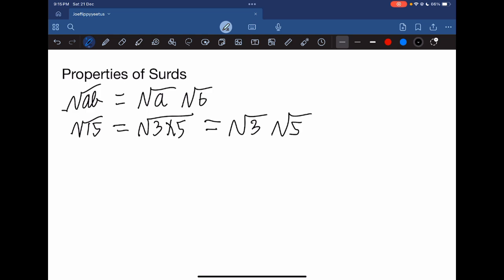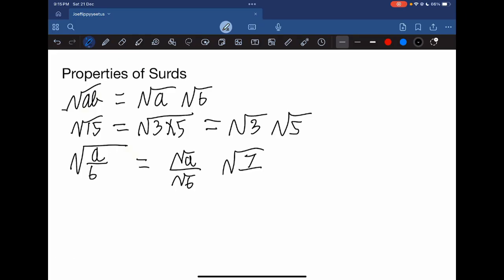Okay? And then after this, we would have the second property of surds. So square root A over B would be equal to square root A divided by square root B. Yeah, and as an example, we could have square root 7 over 8. And that would obviously be equal to square root 7 divided by square root 8. I recommend that you just jot these down because you really need to know these.